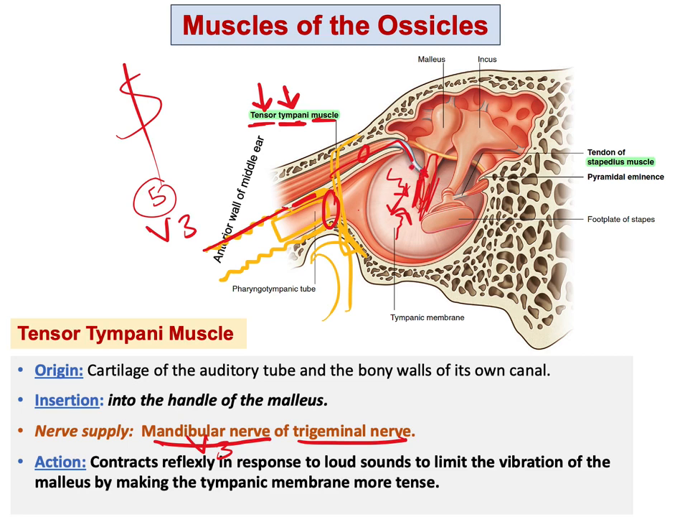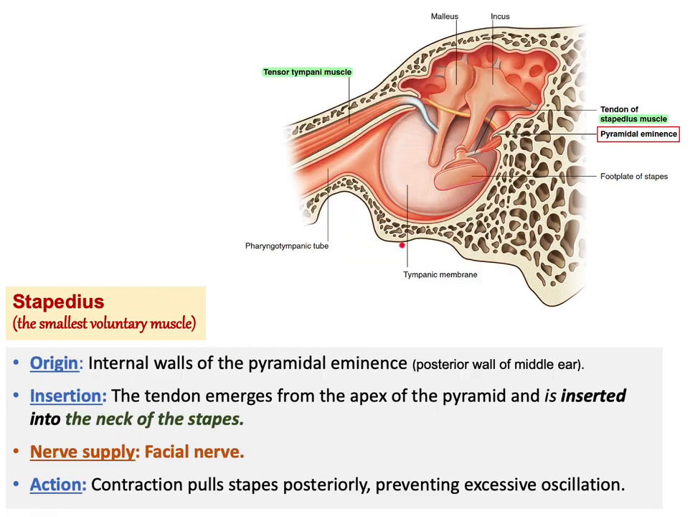You have two muscles. This one is in the anterior wall, and there is one opposite it in the posterior wall. This one. You remember the pyramid; from the pyramid there is the stapedius muscle, the smallest muscle in your body. So here is the stapedius. From its name, stapedius, from stapes. That means it fixes and pulls the stapes to the back. It is attached to the neck of stapes, right?